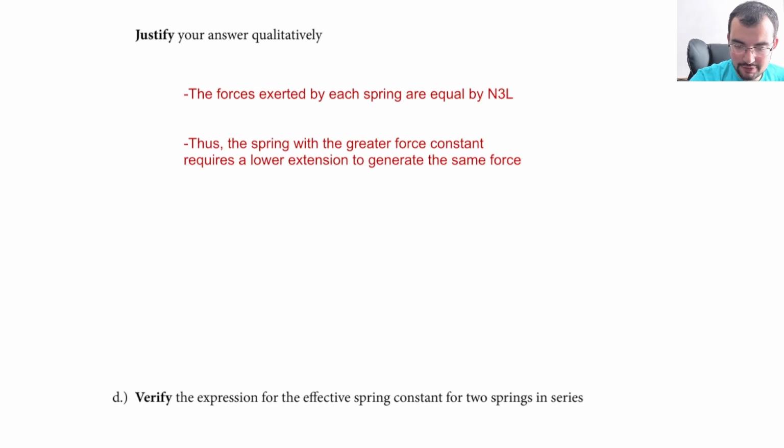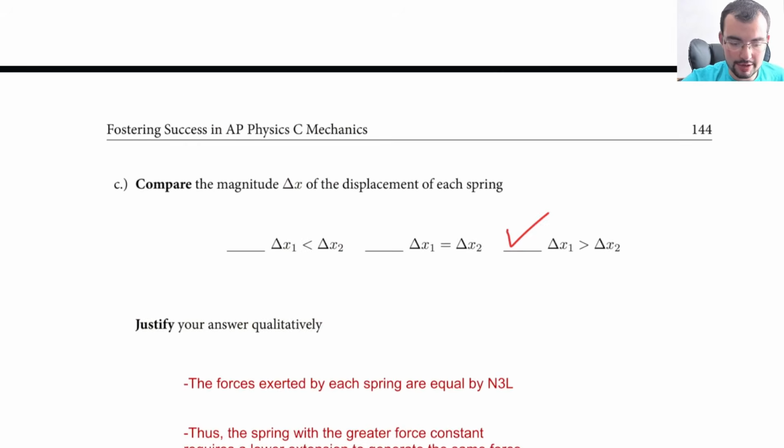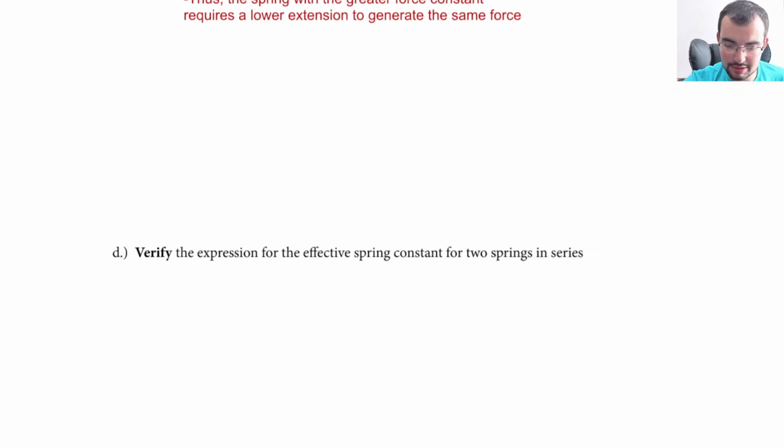This is a common abbreviation. I don't know about doing it on the actual AP test. I'm sure you would get the benefit of the doubt, but I'm not telling you to do it. I just do it because I'm lazy. Thus, the spring with a greater force constant requires a lower extension for the same force, right? That means that x2 is less. I don't need to extend it as far to get the same force.